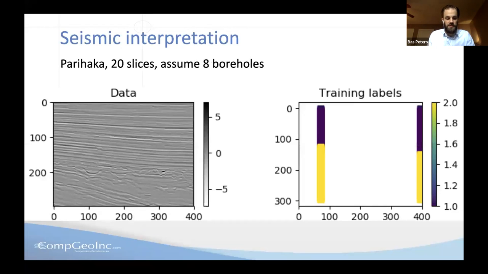So here's a very simple example of what that could do. If we have 20 slices, so that's a pretty small seismic data set, and if you got 8 boreholes, then you can form quite a few slices that have two columns annotated. Here we just look at two classes, so one boundary. So there's 20 pairs of these type of images.